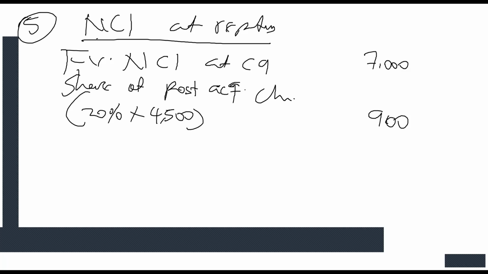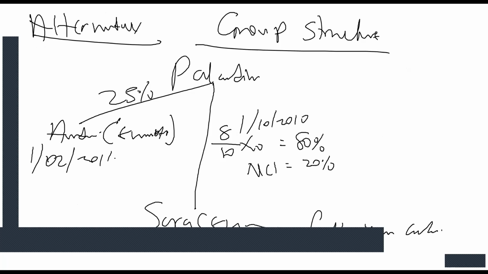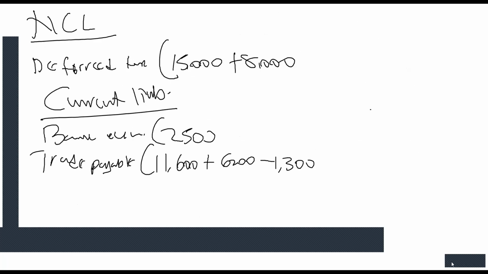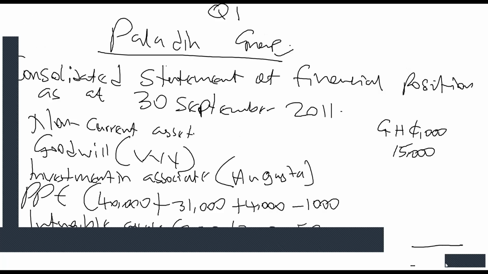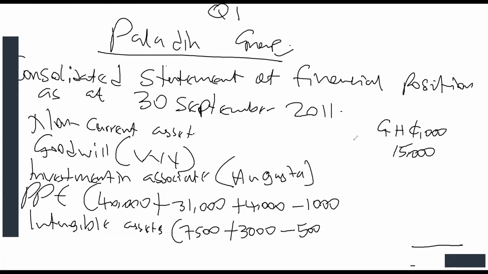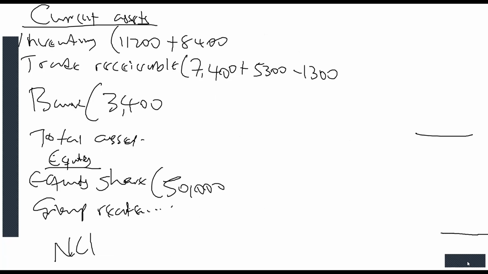So therefore, the NCI figure will be what? 7,900. So let me go and place it in. That is not difficult. But I'll give you one complicated question for you to go and do. It will take you some 2 to 3 hours before you are able to break it down for us. NCI is here. This is NCI. Write it here, 7,900.